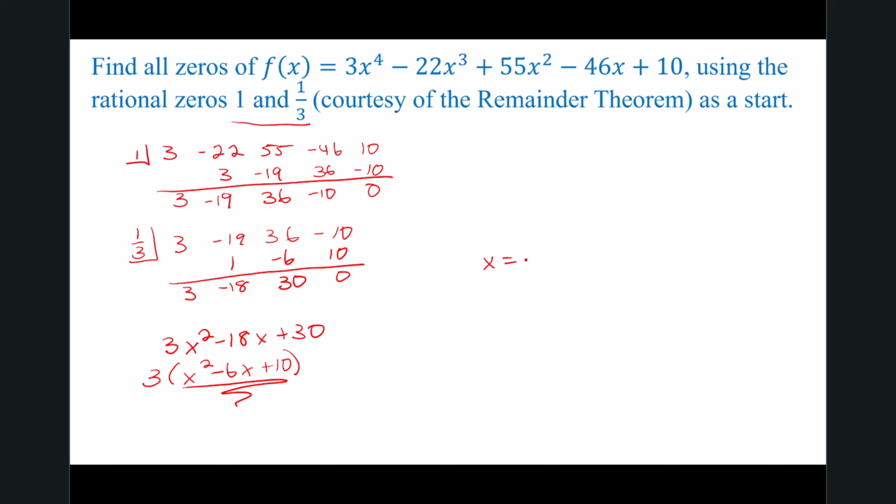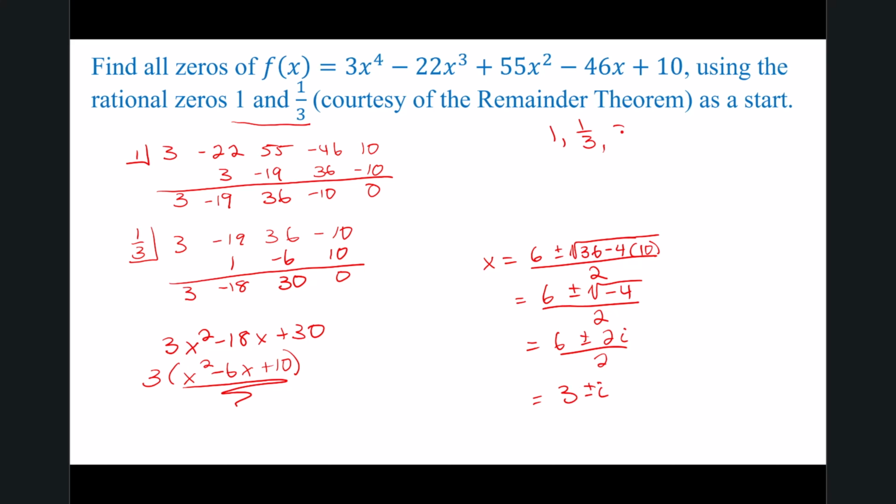So x equals negative b, so negative negative 6 is 6, plus or minus the square root of b squared minus 4 times 1 times 10, all over 2 times 1. Simplifying that, I get 6 plus or minus the square root of negative 4 over 2, which is 6 plus or minus 2i over 2. And everything there is divisible by 2, so I get 3 plus or minus i. So the four zeros are 1, 1/3, 3 plus i, and 3 minus i.